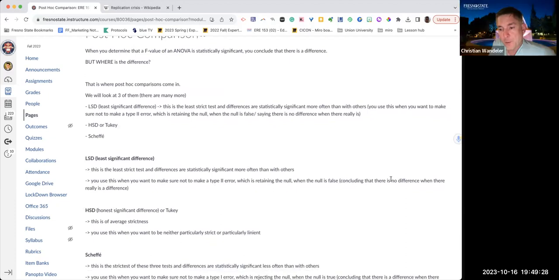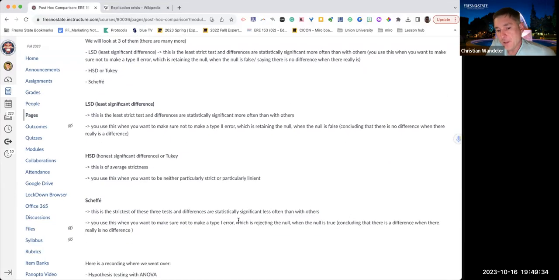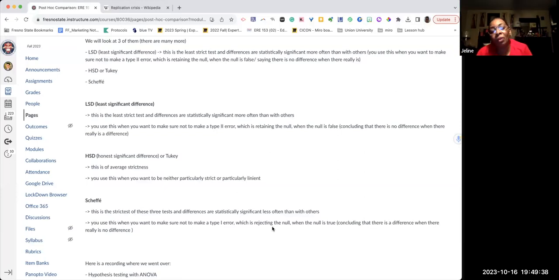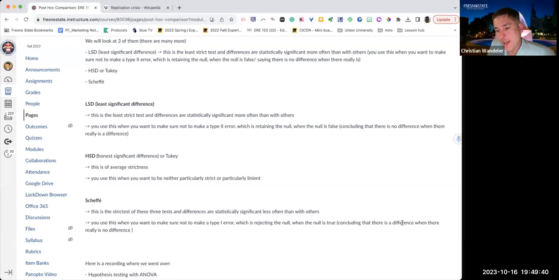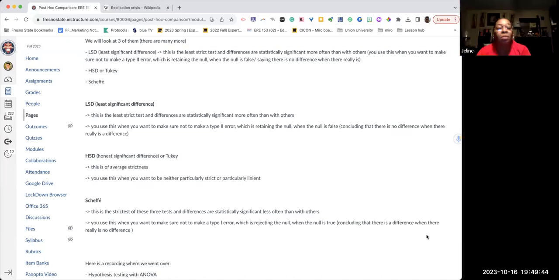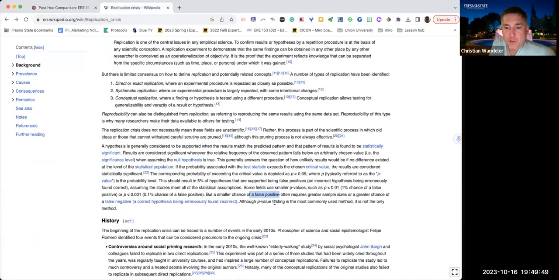Type 2 is when there is no difference detected when there really is a difference. So the type 1 is the error. Yep. Okay. We're concluding that there is a difference, a positive, when there really is no difference. Okay.